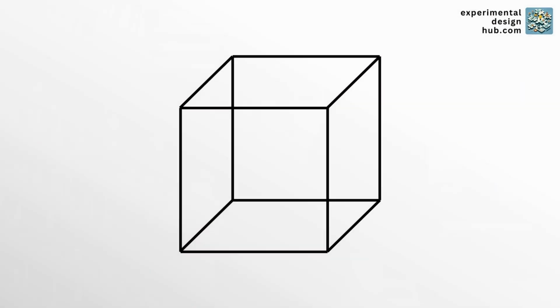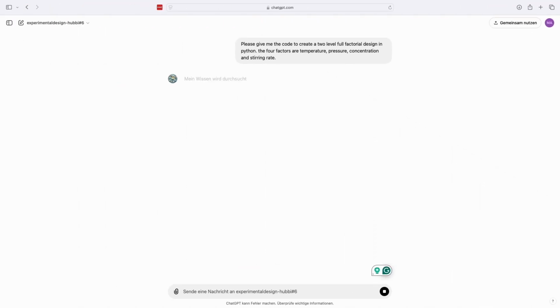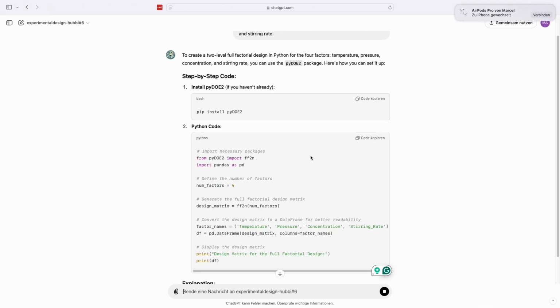I have a PhD in chemical engineering, and today I'm going to show you how to use Python to create a full factorial design plan. First, a simple two-level design and then a more advanced multi-level design. And we're going to use ChatGPT for writing the code.